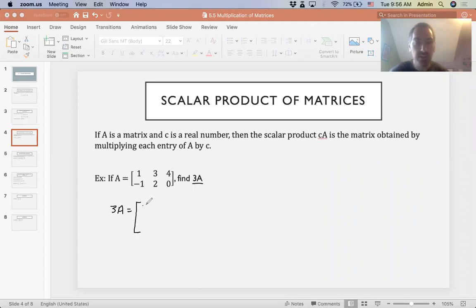1 times 3 is 3. 3 times 3 is 9. 3 times 4 is 12. Negative 1 times 3 is negative 3. 2 times 3 is 6. And 0 times 3 is 0. And that would be our matrix 3 times A. Okay, so scalar product is straightforward as well, just like addition, subtraction, very straightforward.